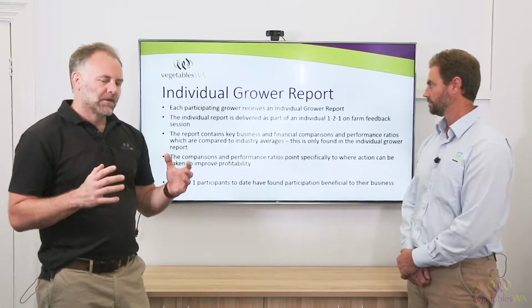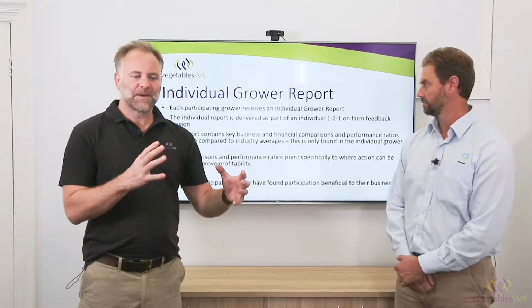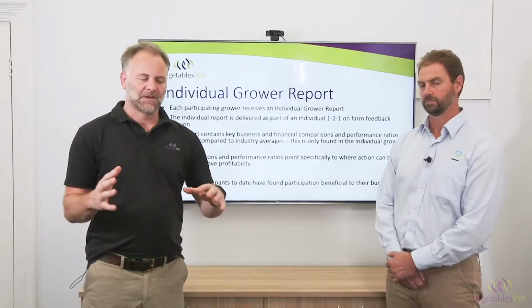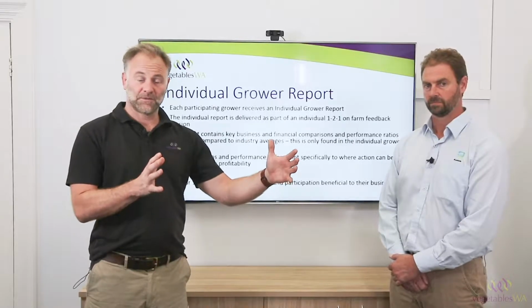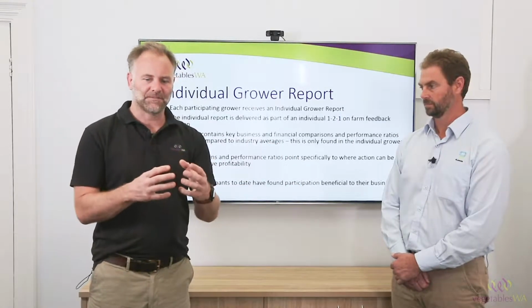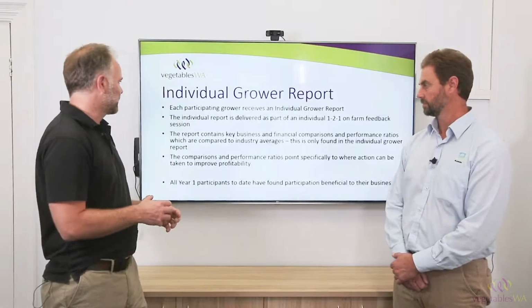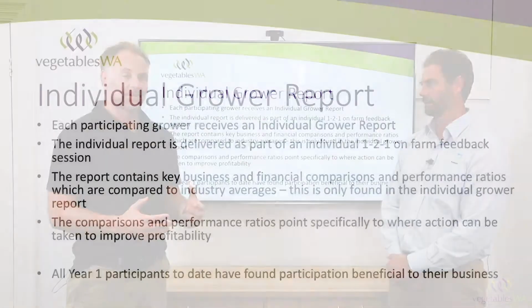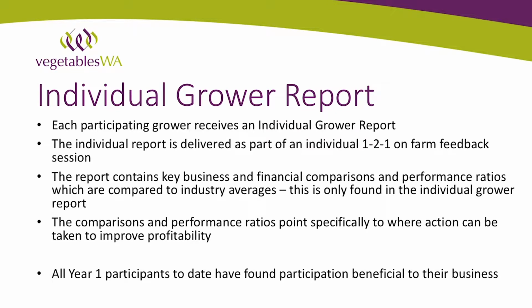So the report is broken down into two halves. The first half is very graphical and gives you a good representation, and then the second half, the appendix, is where all the detail and the numbers are. We'll show you that in just a minute. Each participating grower receives one of these reports, and to actually get a consultant to come in to do this for you would cost a lot of money normally.